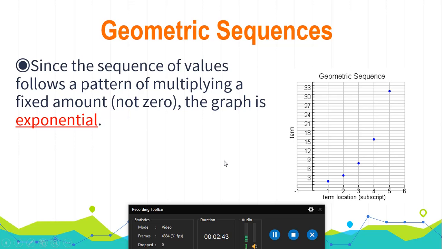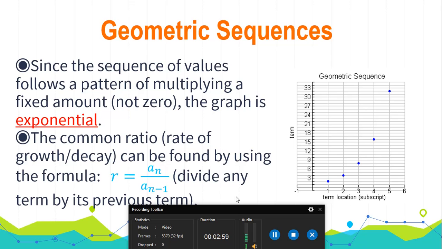When you graph a geometric sequence, because we're using a pattern of multiplying, what you'll find is that those points end up becoming an exponential graph. So it will grow slow at first, and then it will grow very rapidly after some time.